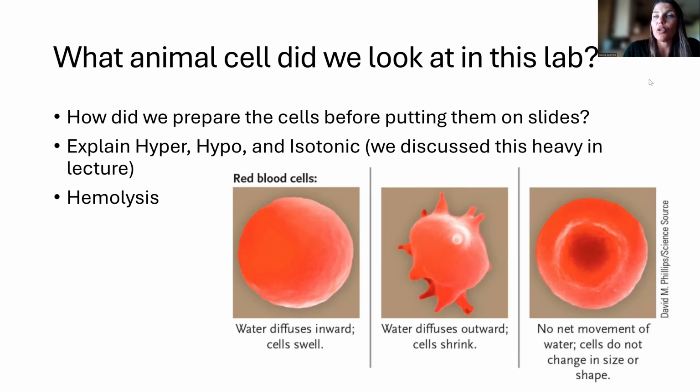Then I want you to be able to tell me in lab 7.3, what animal cell did we use? What did we do to prepare the animal cells before we put them on the microscope slides? Okay. And then be able to explain in these animal cells what hypertonic looks like, and maybe some words that we used with that, what hypotonic looks like, and what isotonic looks like. Again, discussed really well in lecture. Remember the terms hemolysis and even the word crenation, being able to bring all of that back for this content.